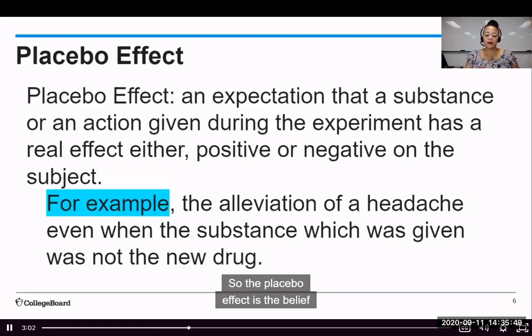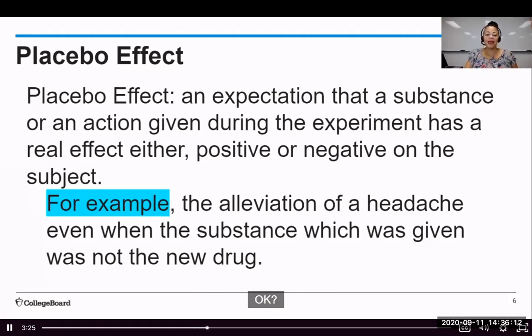So the placebo effect is the belief in some type of substance or action or something given by the researcher to make sure that they're the control group. They're making sure that they're going to be tested against the rest of the experiment. However, subjects think, I got it, I feel better, we're done.